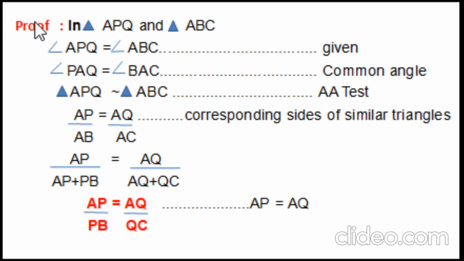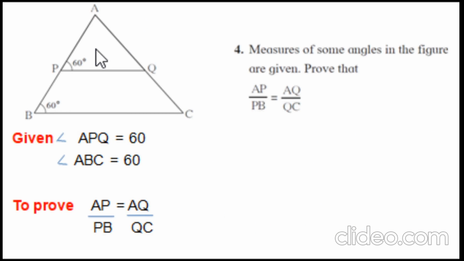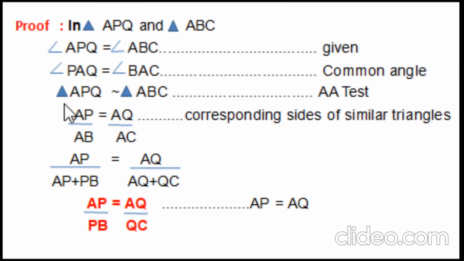Then let's see the proof. In triangle APQ and triangle ABC, we are taking this triangle. This is the smaller triangle and the bigger triangle. In triangle APQ and triangle ABC, angle APQ is equal to angle ABC because they are both 60 degrees, the same measure. It is given.